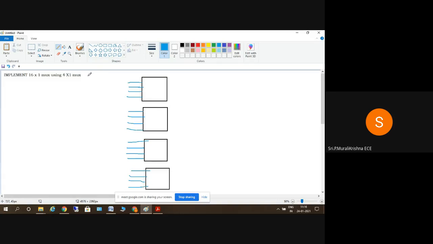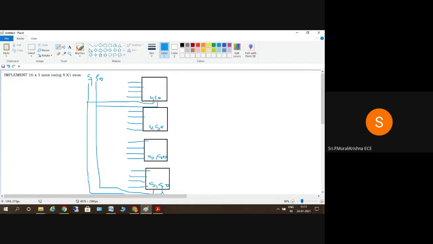And the selection lines will be S1, S0. The same selection lines S1, S0 go to each multiplexer, and S1, S0. This is S1, S0.